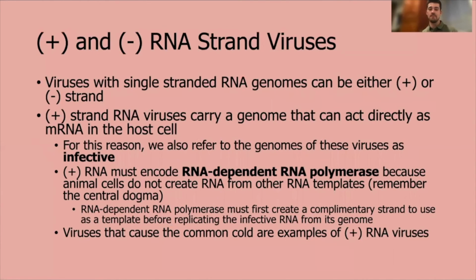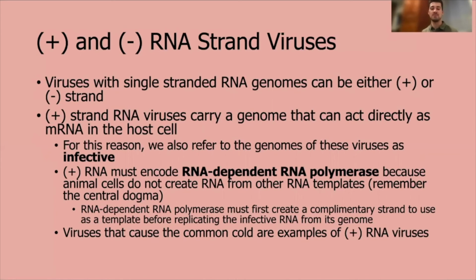So positive sense RNA must encode RNA-dependent RNA polymerase because animal cells do not create RNA from other RNA templates. Again, remember the central dogma. Retroviruses have RNA-dependent DNA polymerase because they use RNA to create DNA. And now for these sorts of viruses, we're using RNA-dependent RNA polymerase. We're creating RNA from other RNA. And again, human cells don't do that.